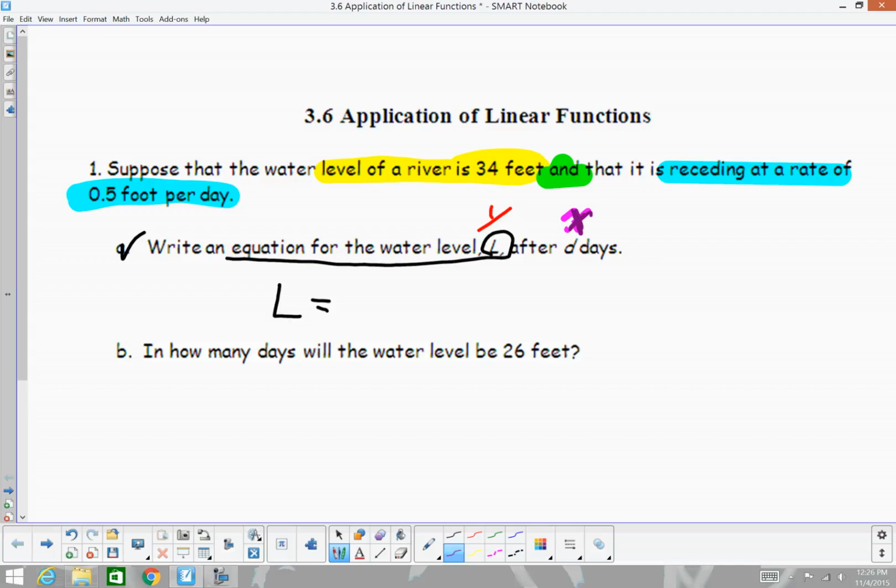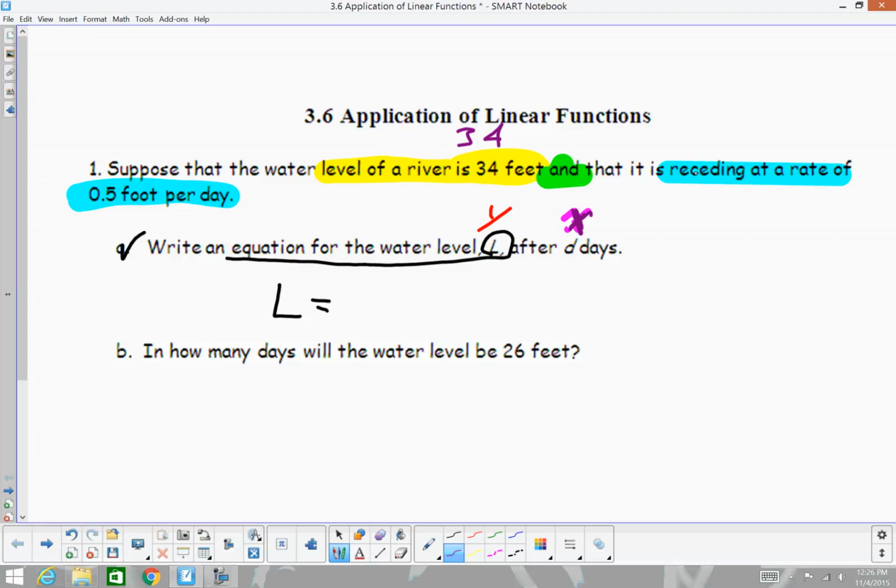Now let's refer back to our situation. The level of the river right now is 34 feet. That's not going to change. That's what it's going to start at, so it's like our starting value, if we're talking about a y-intercept. So it's going to be 34. I'm going to skip the word and, and I'm going to come back to it.